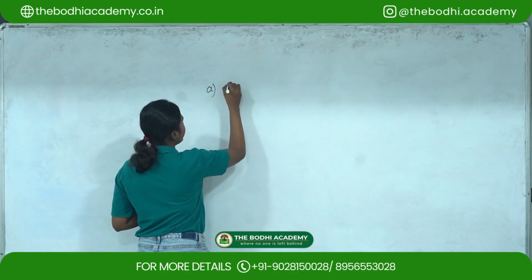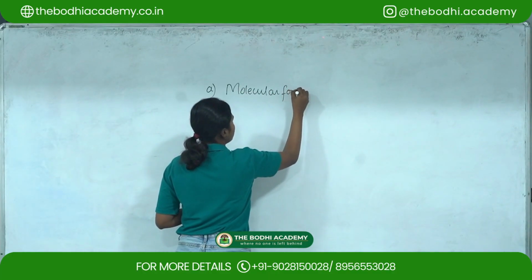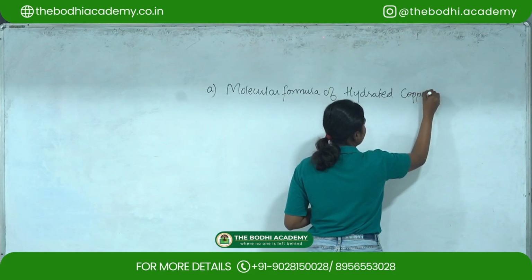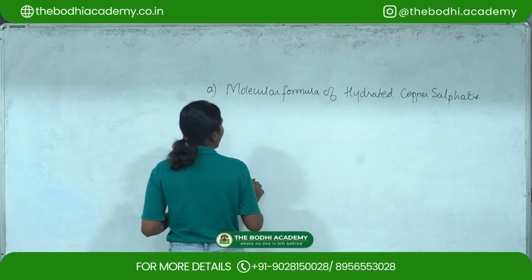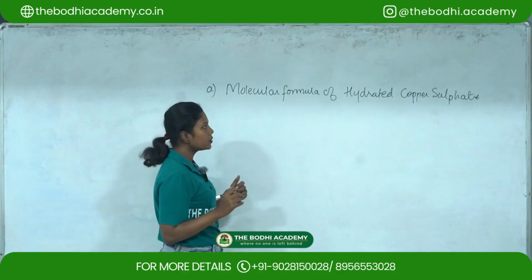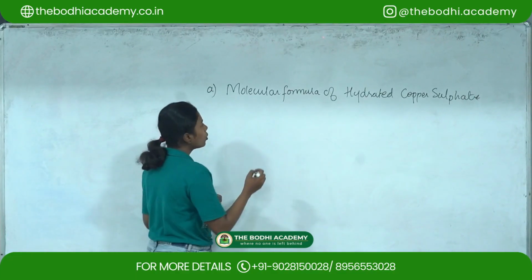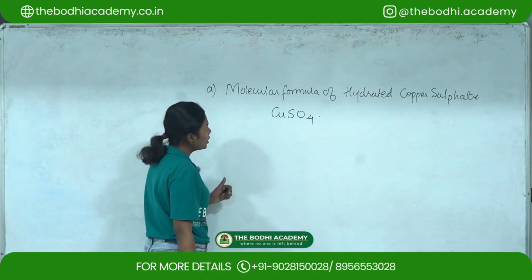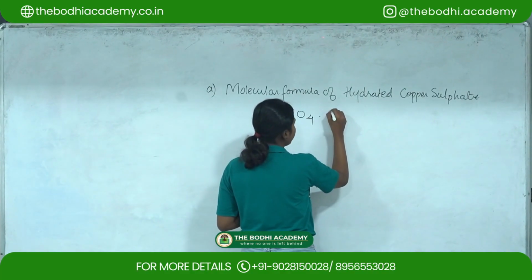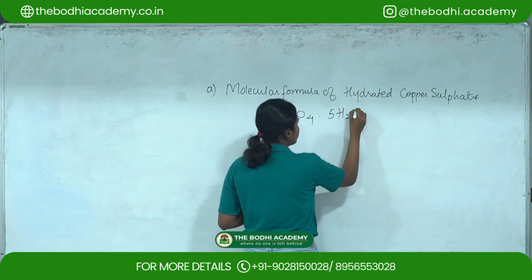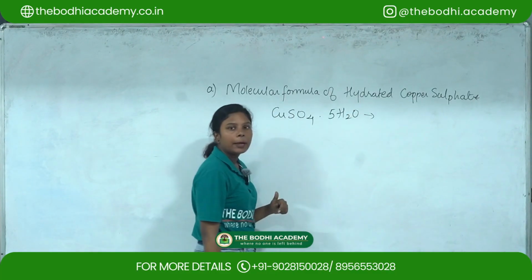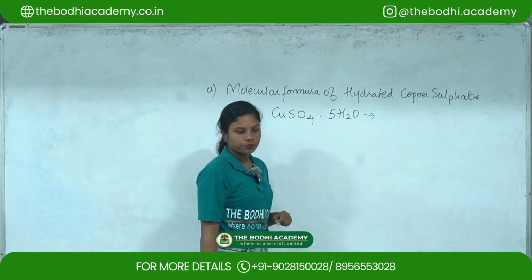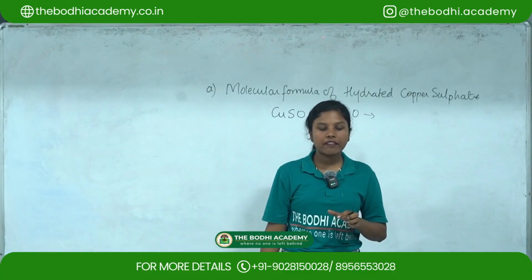So they are asking the molecular formula of hydrated copper sulfate. Okay, so hydrated means there are some water molecules present. First, let's quickly write down copper sulfate. So it is CuSO4. Hydrated means for hydrated copper sulfate we have 5H2O. So this is copper sulfate pentahydrate. Okay, so we call it CuSO4.5H2O. Under the same subtopic, we have another question.